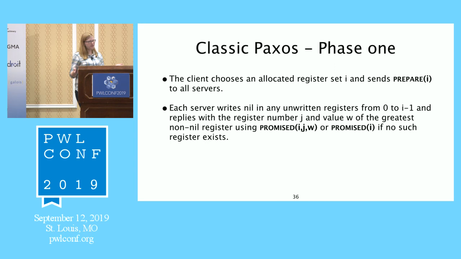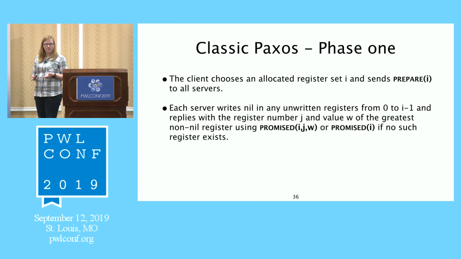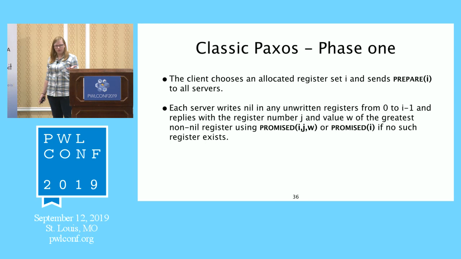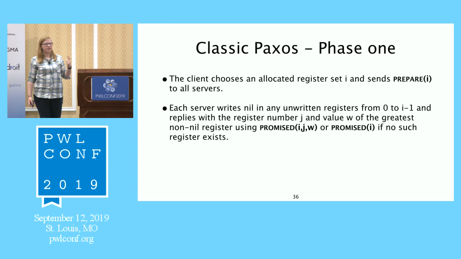When a server receives the message prepare I, it's going to look at its registers. If there are any unwritten registers between 0 and I minus 1, the server is going to write nil into those registers. It's going to block them out, stop them from changing. And then that server is going to respond to the client with the message promised. Promised includes the register set that we're talking about here. And then if the server has any registers that contain values, it's going to return the register number and the value of the greatest register. That's the register with the highest register number. And that is going to help us implement the second rule that we saw.